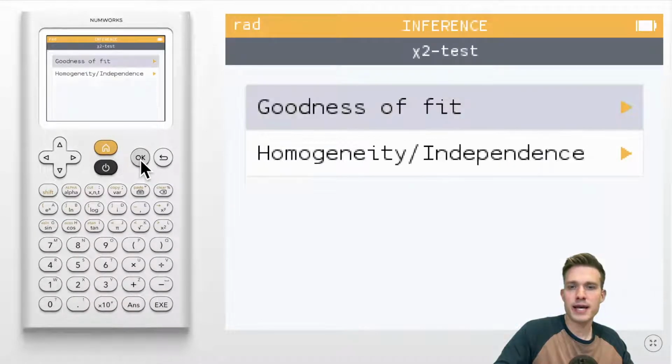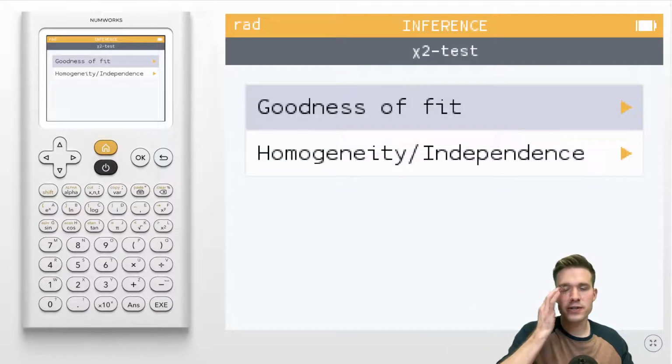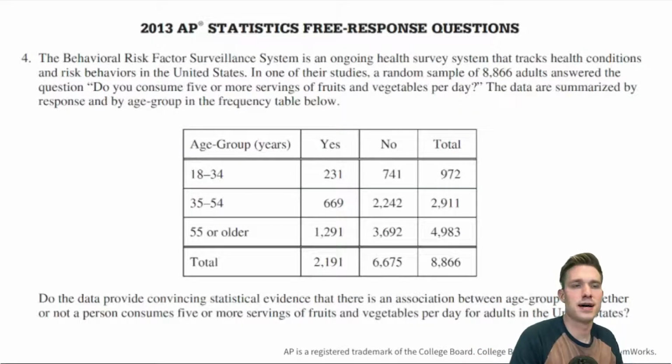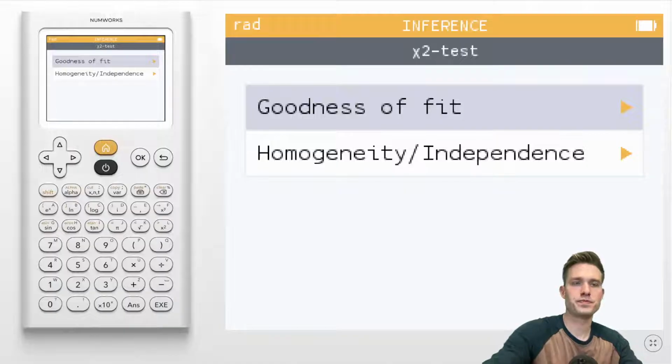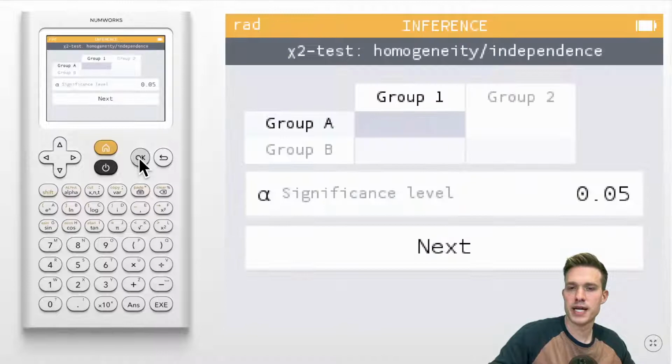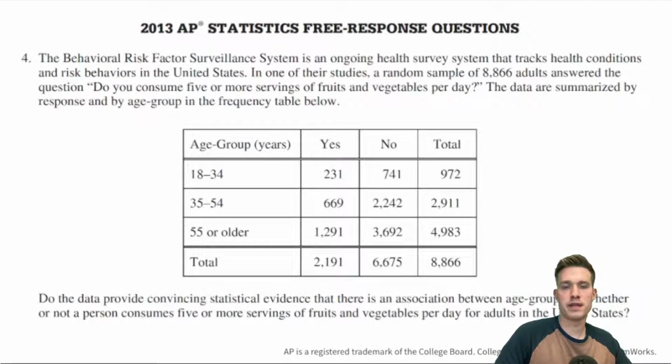I'm going to click OK, and we have to choose either a goodness of fit or a test for homogeneity or independence. If we look back at our problem, we were asked if there's evidence to support that there's an association. So we're looking here at our test for independence. So I'll navigate down and click OK on homogeneity and independence. And now I have a table I need to fill in, and I'm just going to match exactly what I was given on the problem.